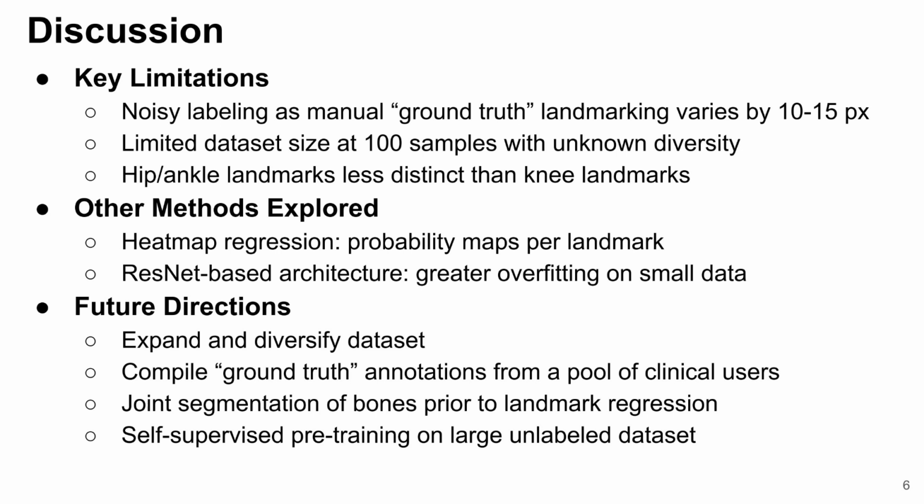We also explored using a ResNet 18 backbone pre-trained on ImageNet, but that version tended to overfit unless we froze almost all the layers. Going forward, we'd like to expand the dataset, ideally including images from multiple institutions with both pediatric and adult cases. We'd also like to use annotations compiled from several clinicians to reduce ground truth noise and potentially try semi-supervised methods or pre-training on unlabeled X-rays to improve feature extraction.